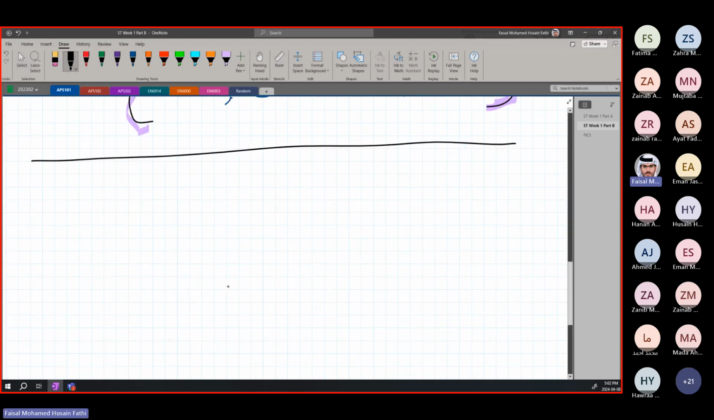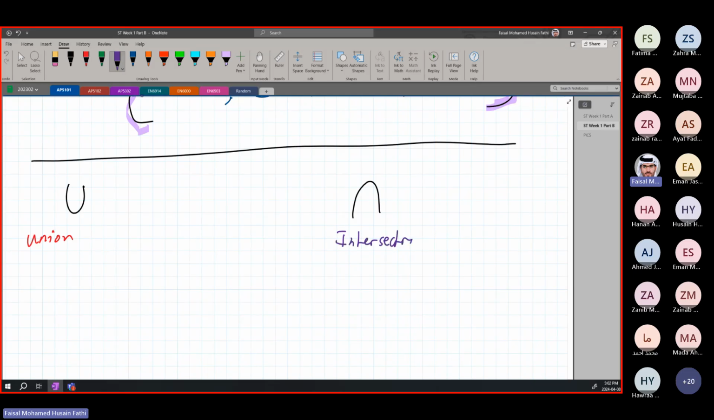So we have 2 symbols. We have this symbol, which is union, and you have this symbol, which is intersection. To remember them, it's very easy. Union, the letter U, intersection, the letter N. Okay? So let's say we have 2 sets. Set A is 1 and 2, and set B is 3 and 4.